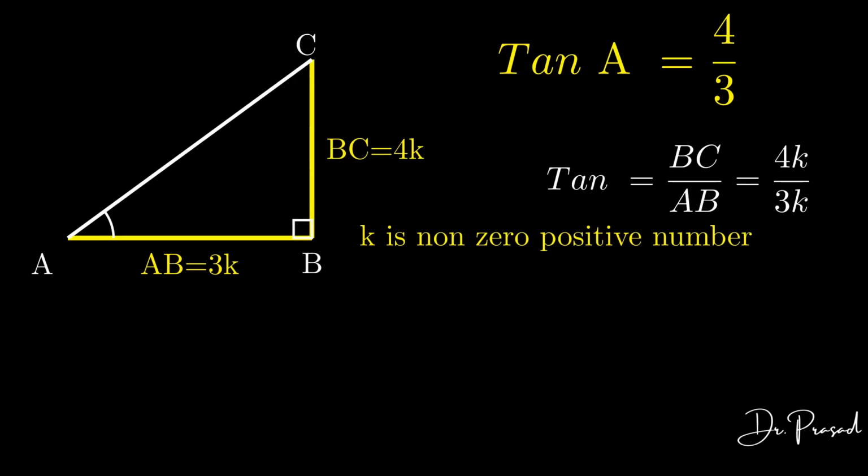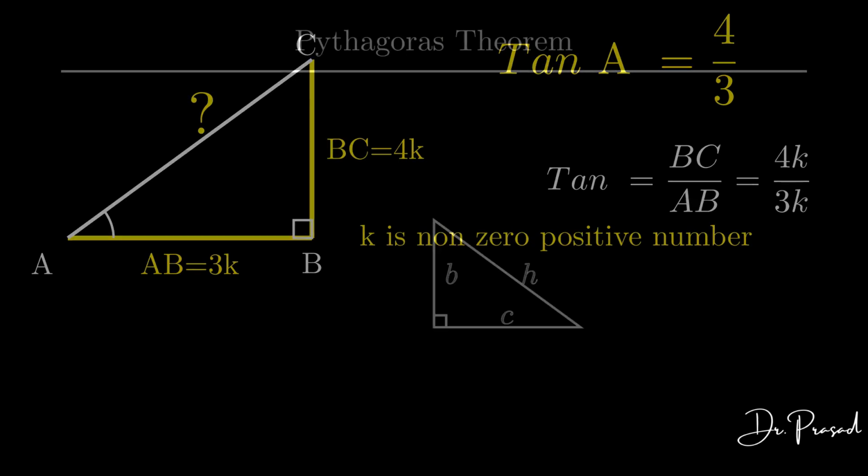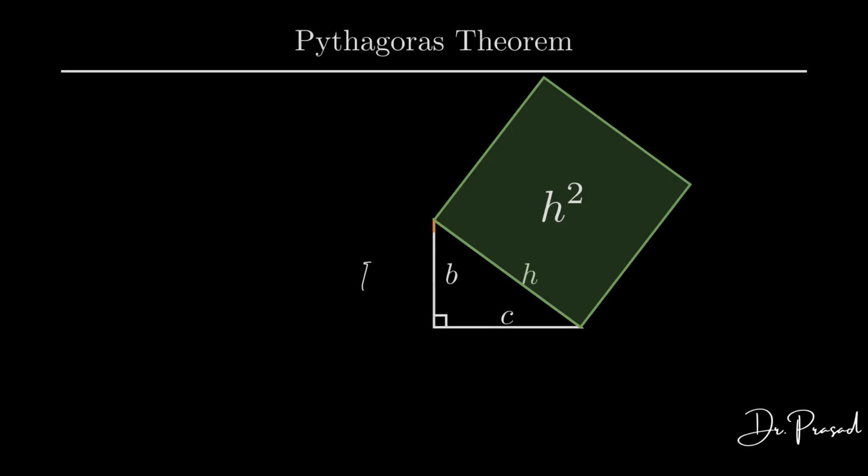It's always helpful to sketch the triangle and write down what you know. If you see the diagram, we have two sides as 4k and 3k. We need to find the third side AC. Now, let's ask ourselves, what other tool do we have to find the third side? Do you remember the Pythagoras Theorem?